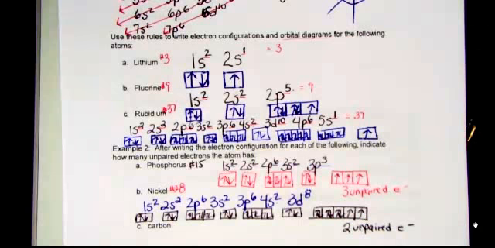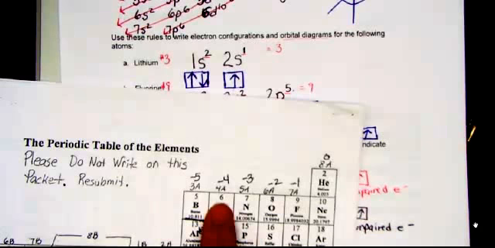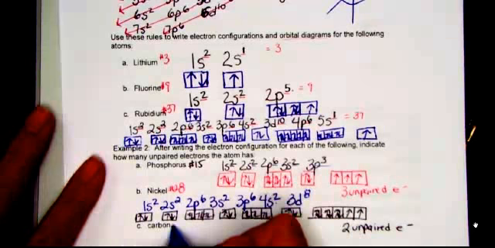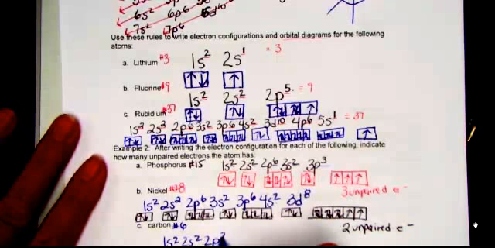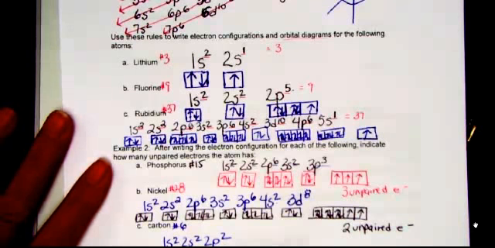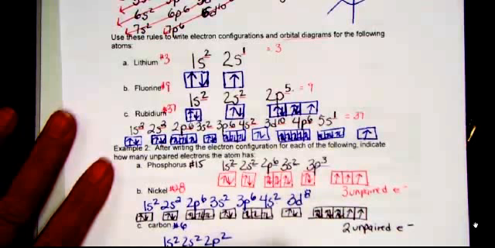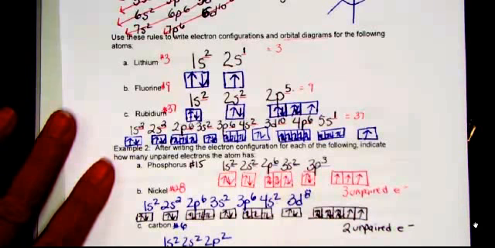How'd you do for carbon? Carbon with its atomic number of 6. Number 6 would go 1s2, 2s2, 2p2. 2 plus 2 plus 2 is 6. 2 electrons in the s sublevel of the first principal energy level. 2 more electrons in the second principal energy level, s sublevel.